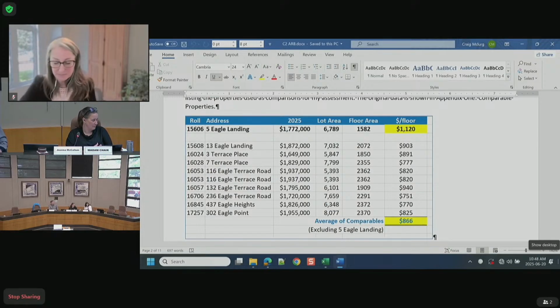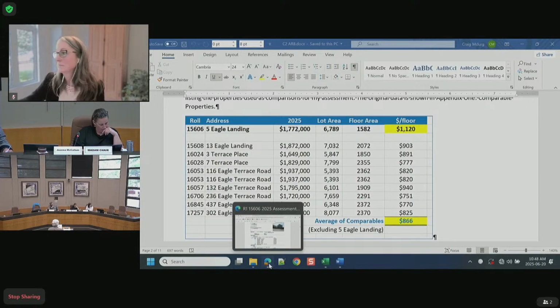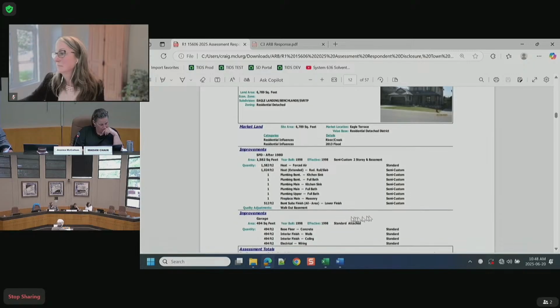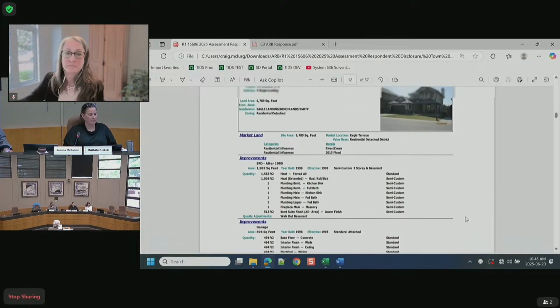Okay, I have a question also about your evidence on page 12 and 13. I just wonder if you could clarify what the interplay is between, if we look on page 12, we've got a residential influence of 2013 flood, and then we've got another residential influence of River Creek. So I wonder if you could just talk about the interplay between those two.